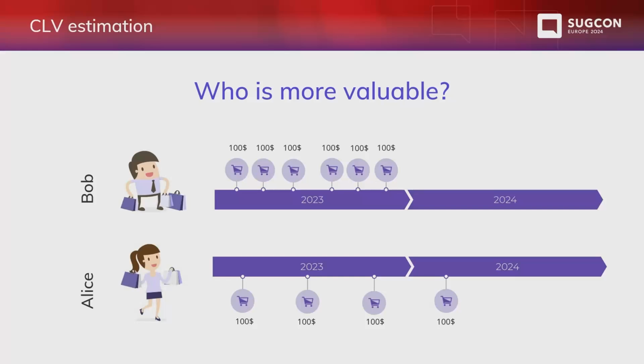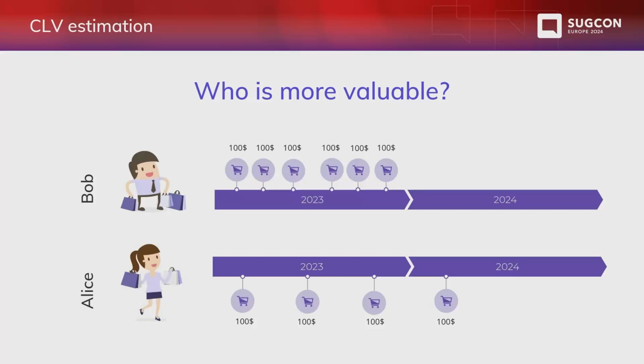Please put your hands up. Oh, nobody. Okay, who thinks that Alice is the more valuable customer? Who thinks that they both are equally valuable? Nobody. Yes, it's right. Alice is the more valuable customer here in this example.